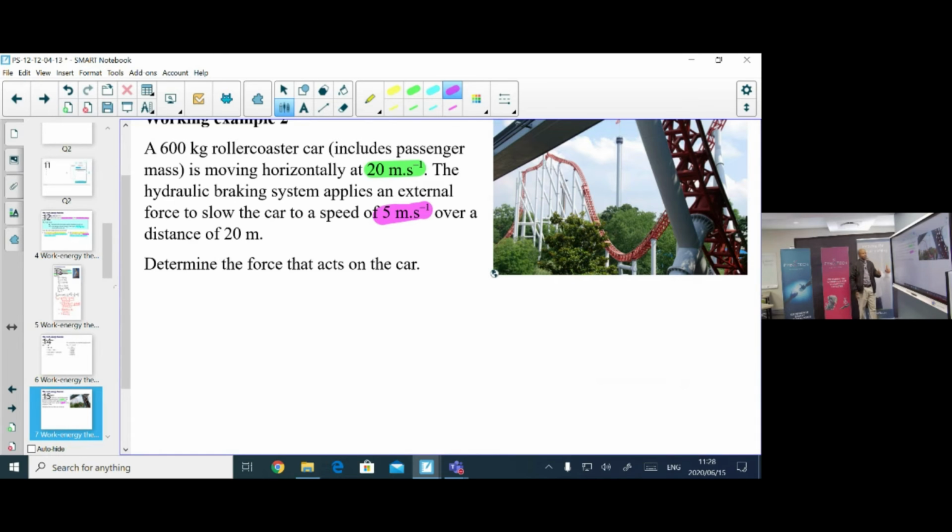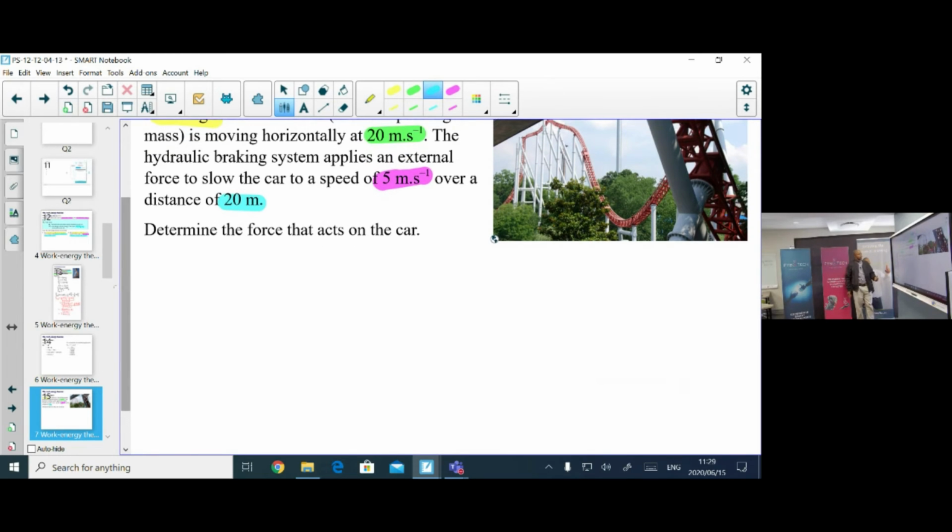We lost energy. Okay, I need you to look at this. The mass is 600, and then the initial velocity is 20, and then the final velocity is 5 over a distance. Now we have been given also this distance. The distance there is 20 meters. Okay, if it's 20 meters, we know that this is the given information. What are they looking for? Determine the force that acts on the car. All right.